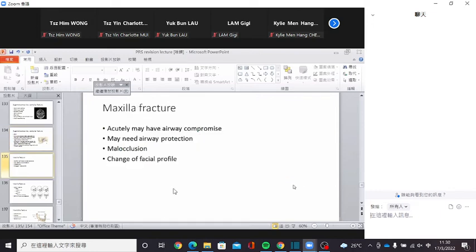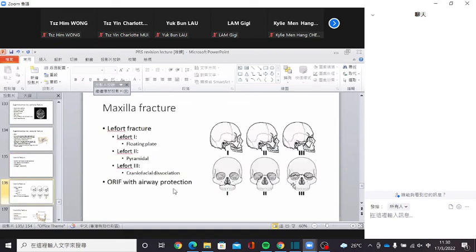So maxillary fracture. Maxillary fracture may cause airway compromise. The patient may need airway protection. It may cause malocclusion and change in the facial profile. So that is also called Le Fort fracture. Depending on the level of the fracture, they could be classified as Le Fort 1 being a floating palate, Le Fort 2 as a pyramidal type of fracture, and Le Fort 3 is a craniofacial disjunction.